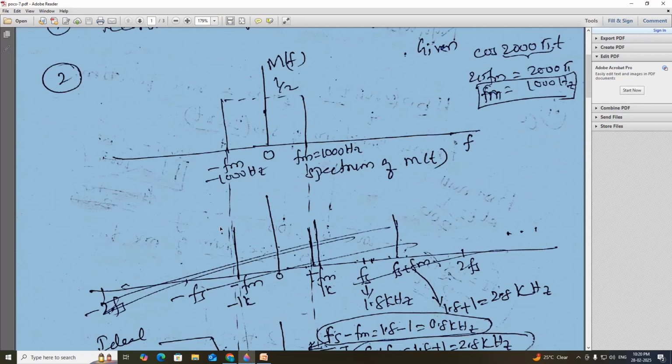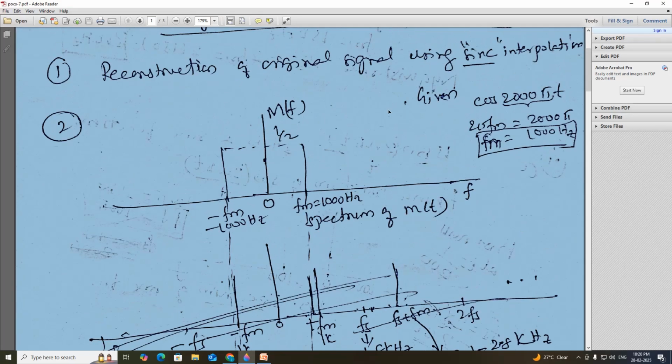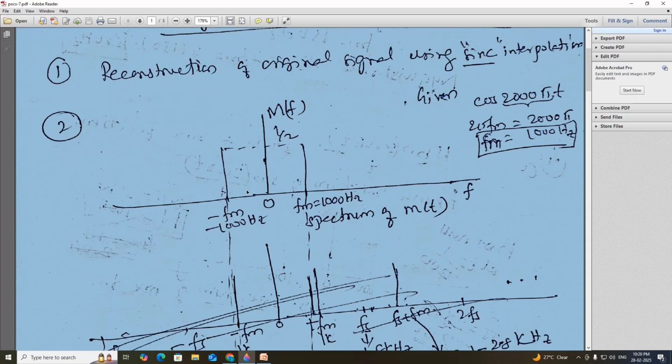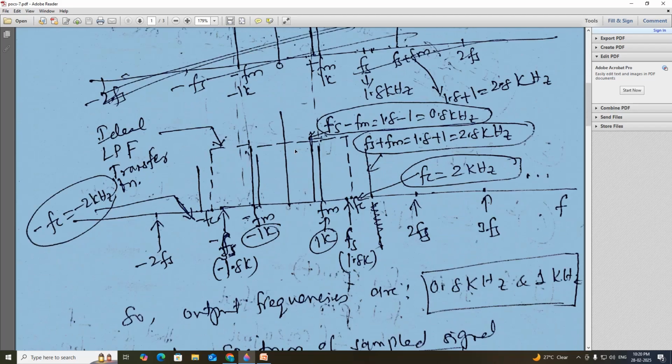Let us see, the given signal is cos 2000 pi t. So let us find the frequency of this signal. 2 pi fm is equal to 2000 pi, therefore fm is equal to 1000, that is, the frequency of this signal is 1000. The spectrum I have shown here is for the given message signal: fm equal to 1000 here, minus 1000 here. This is the spectrum of the message signal, and this is the spectrum of the sampled signal.